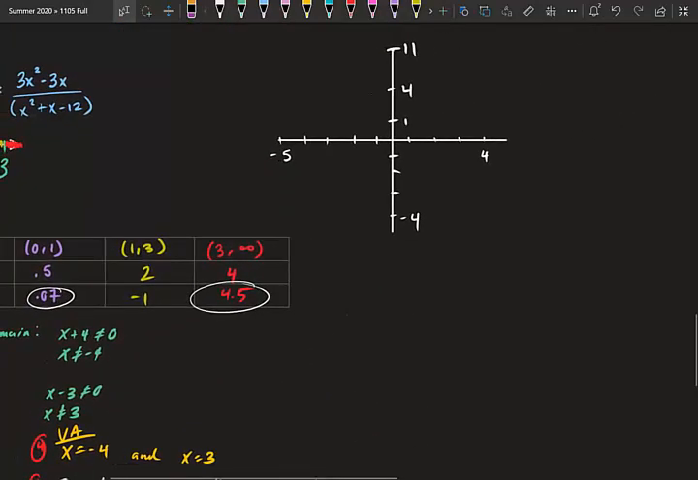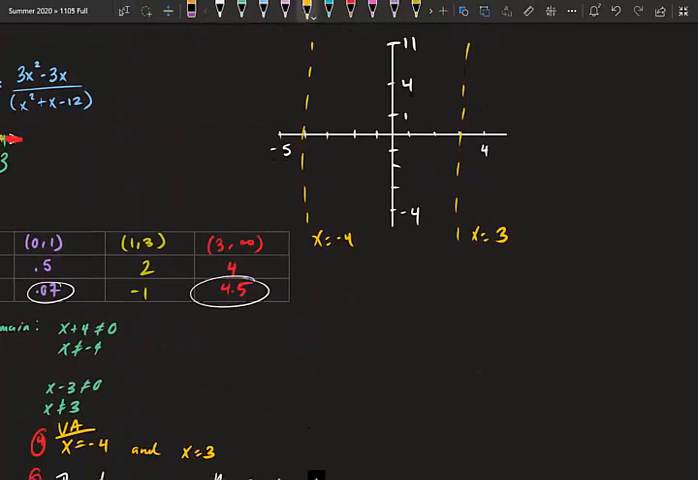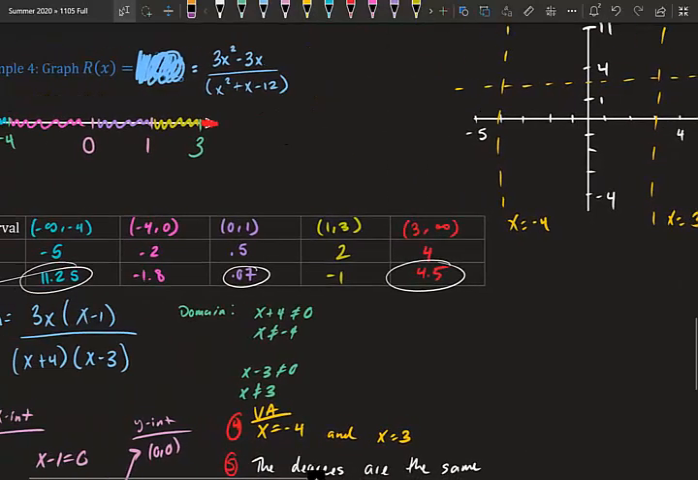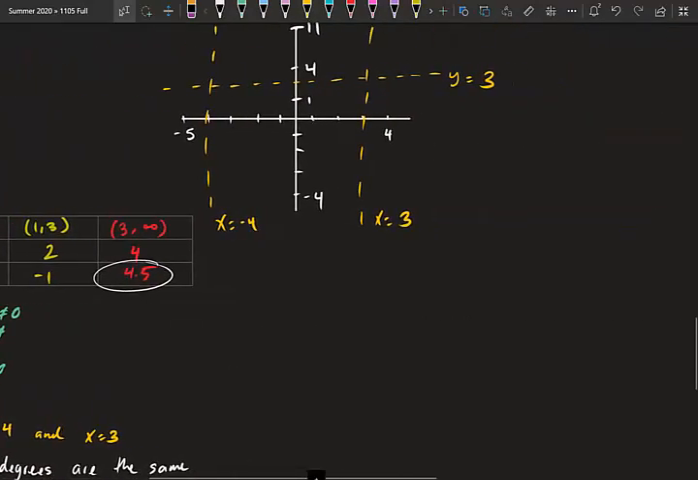Let's plot our asymptotes. We have asymptotes at -4 and 3 for our x's. We have our horizontal asymptote at y equals 3. So that's about right here. Now those are our guidelines. All right, let's plot all of our points. So we have 0, 0, and 1, 0.